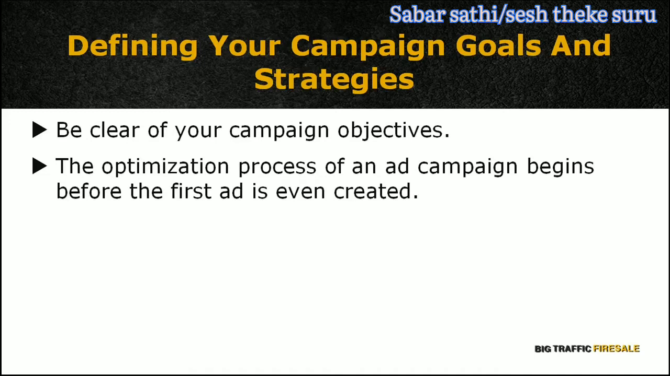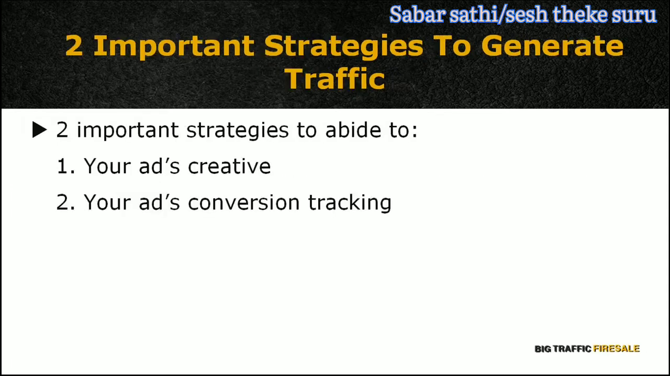In the earlier modules, we've emphasized how important it is to be clear of your campaign objectives. The optimization process of an ad campaign begins before the first ad even gets created. In the context of driving traffic to your website or landing page to generate sales, there are 2 important strategies to abide by. 1. Your ad's creative. 2. Your ad's conversion tracking. Firstly, it's your ad's creative.